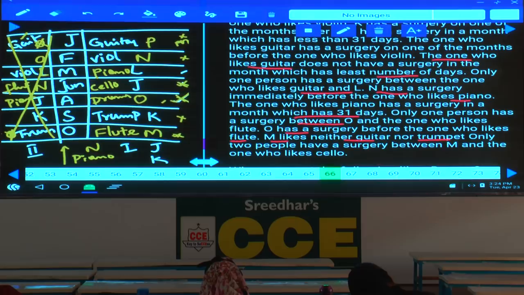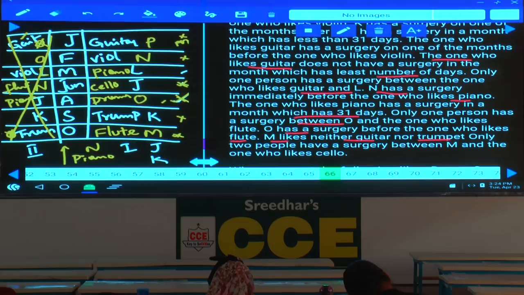Clear enough? Now, this is the information we have regarding this one, and this is the final arrangement. Guitar, violin, piano, and cello. Next one, drums, trumpet, and flute. And the persons in the same order are P, N, L, J, O, K, M. Done with this? Then question number 66 in this one.